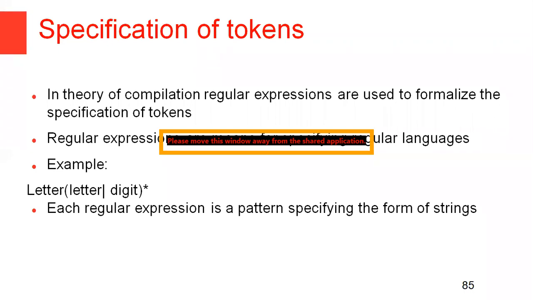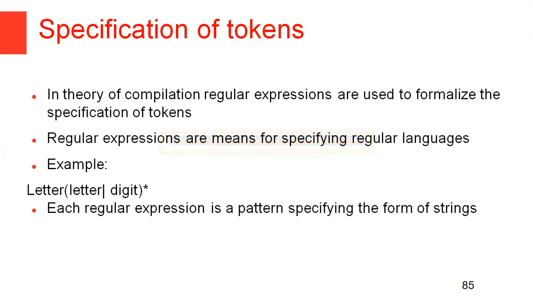So what is a regular grammar? All of you know what a regular grammar is. A regular grammar is defined as capital G, where G equals (V, T, P, S), where V is a set of variables, T is a set of terminals, P is the set of productions, and S is the start symbol.